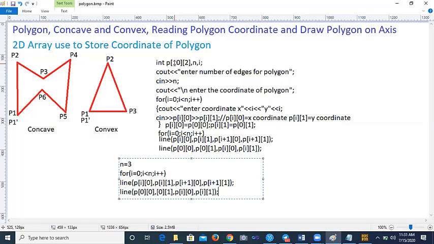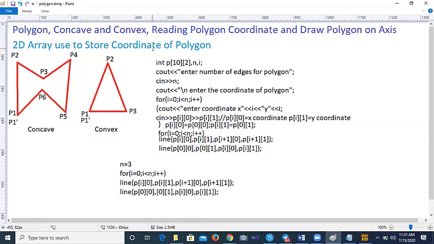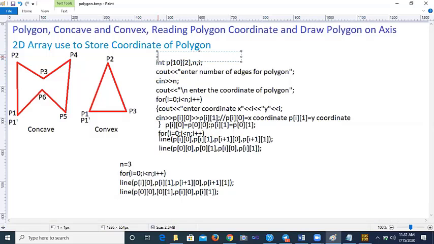10 was taken for this: this is my declaration. I can declare the variable. Suppose I can declare here int p of 100 and 2. This is also acceptable because I can have up to 100 edges of the polygon. So that is the declaration of the array.